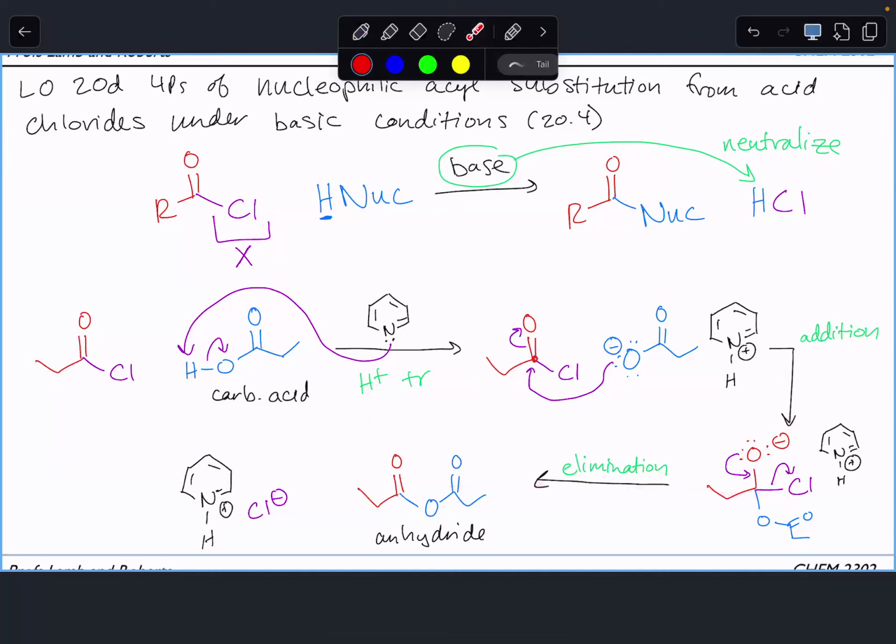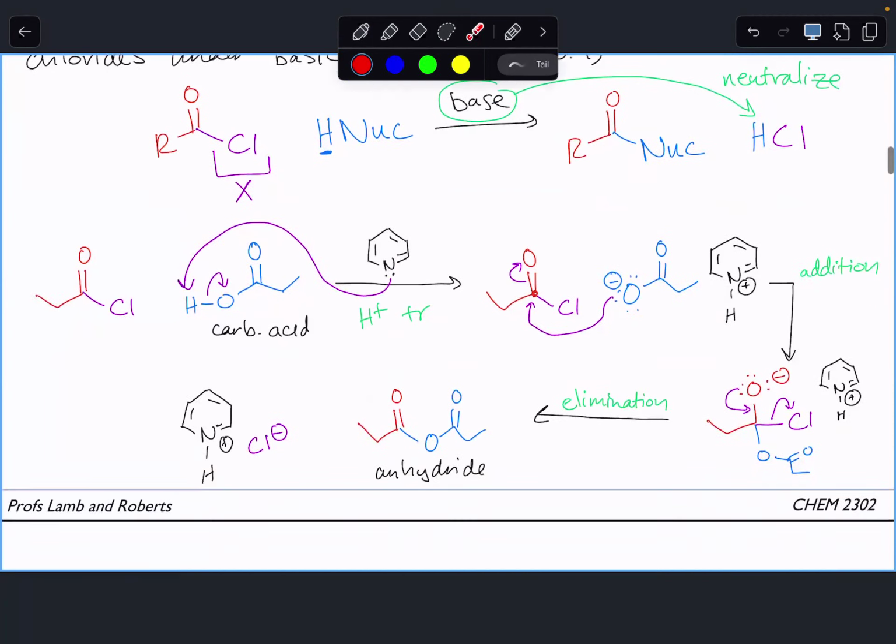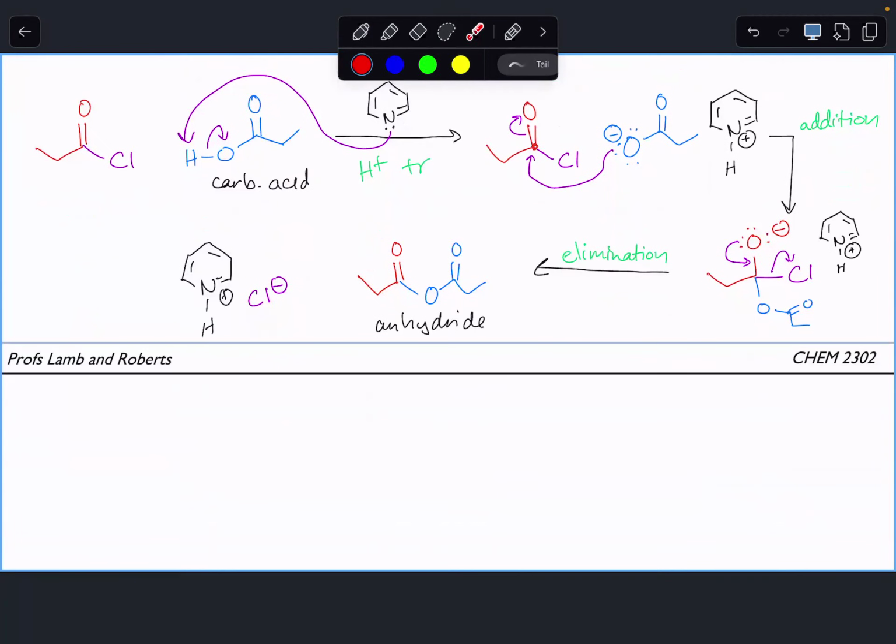Addition, elimination. That's the core of this mechanism. All we did was a proton transfer first to make a little bit of a stronger nucleophile based off of the pKa's of our nucleophile versus our base. Okay, so that's acid chloride to anhydride. Sometimes you do not deprotonate first. Sometimes you deprotonate later. So let's talk about acid chlorides to amides.